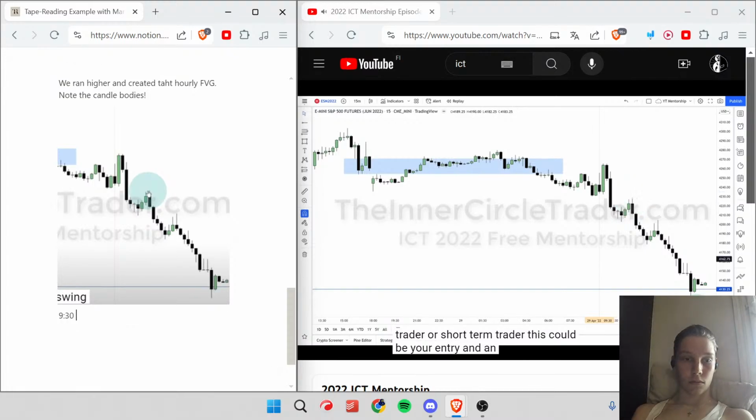This could be your entry, and then aim for that old relative equal low, which is that blue line here. Remember the two equal lows on the daily chart? I drew a line on. That's what this is here. Okay, and ran down into it today.